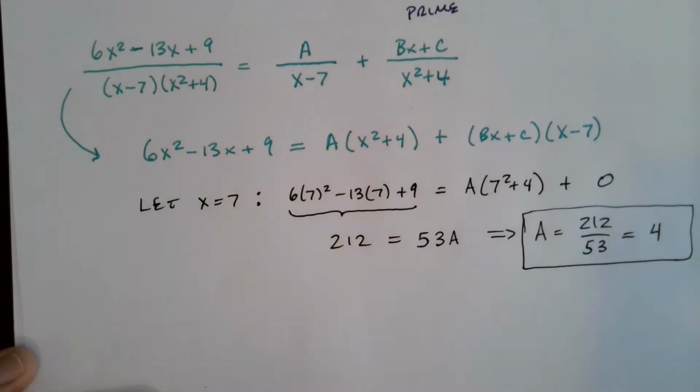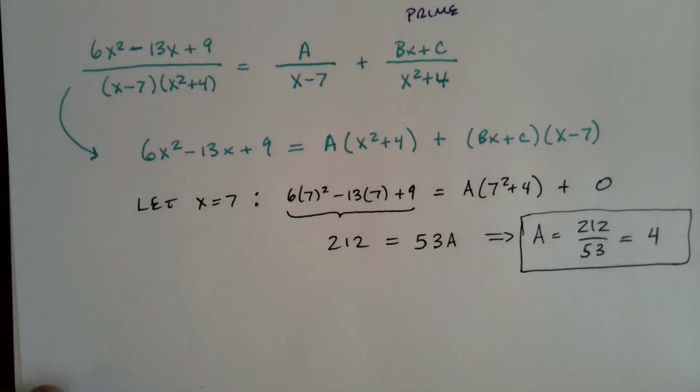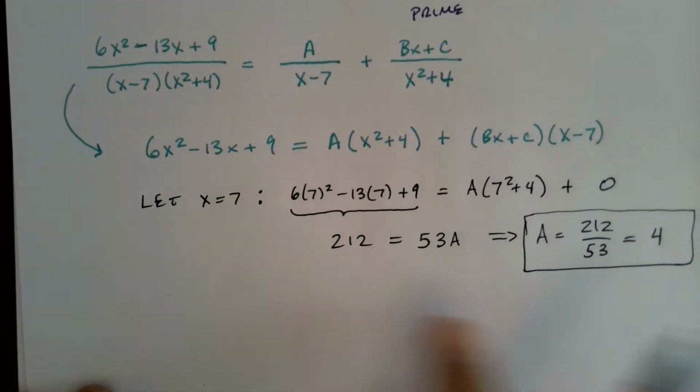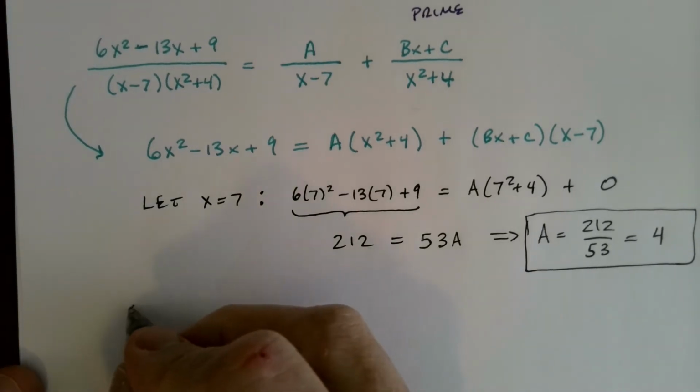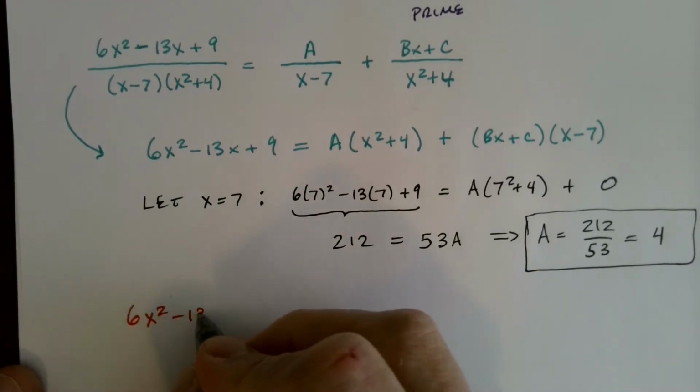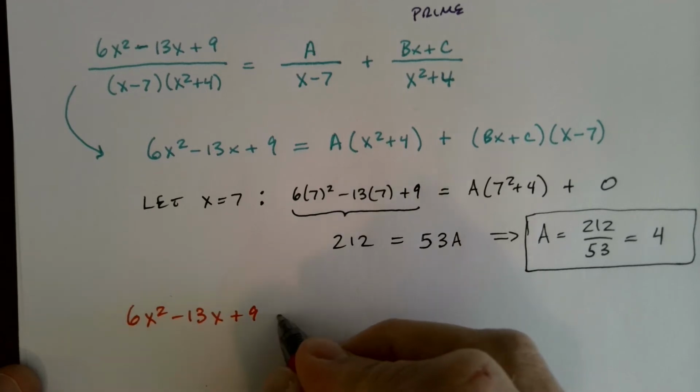But now what about bx plus c? I don't know what B and C are, rather. What about B and C? I don't have a shortcut for that. So what I'm going to do is rewrite this equation, now that I know what A is.